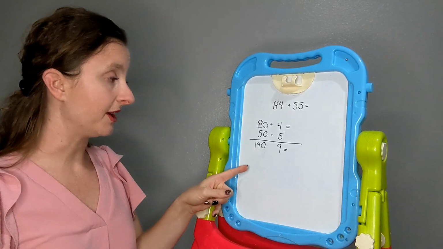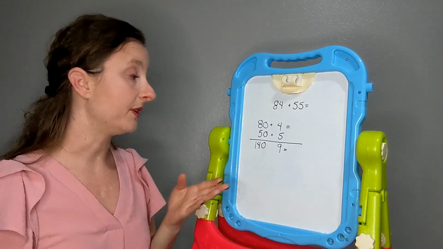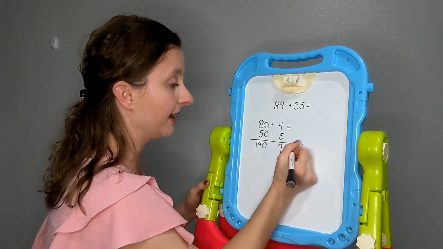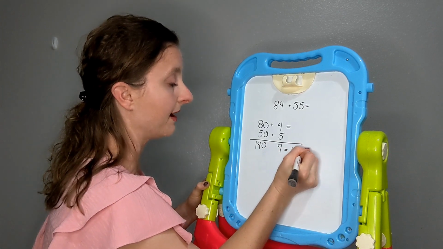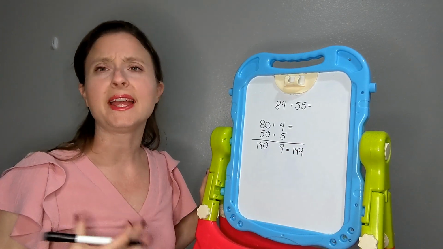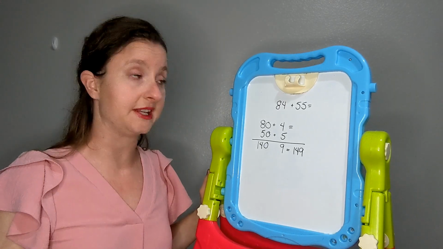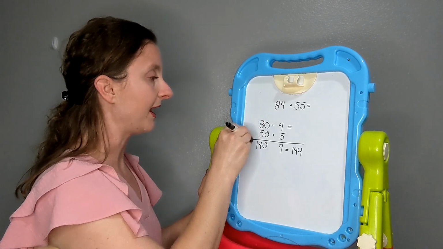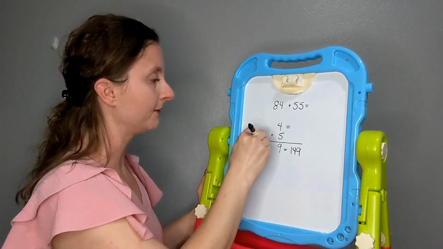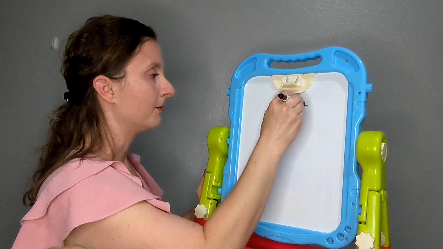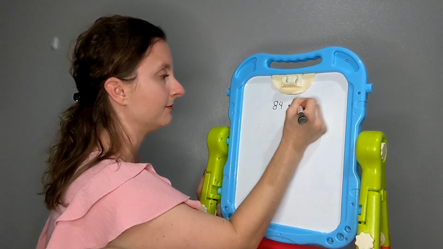In this situation, I don't have to regroup, so it's a lot easier to see that 140 plus 9 equals 149. But let's change this equation just slightly to see what we need to do if we do need to regroup. So instead of 84 plus 55, let's try 84 plus 59.